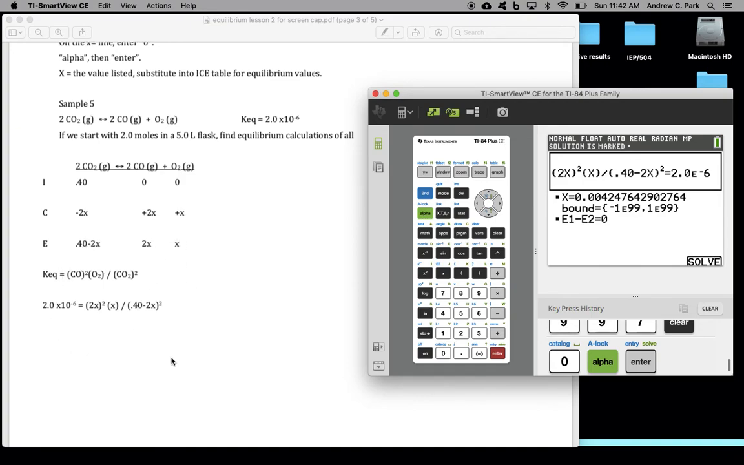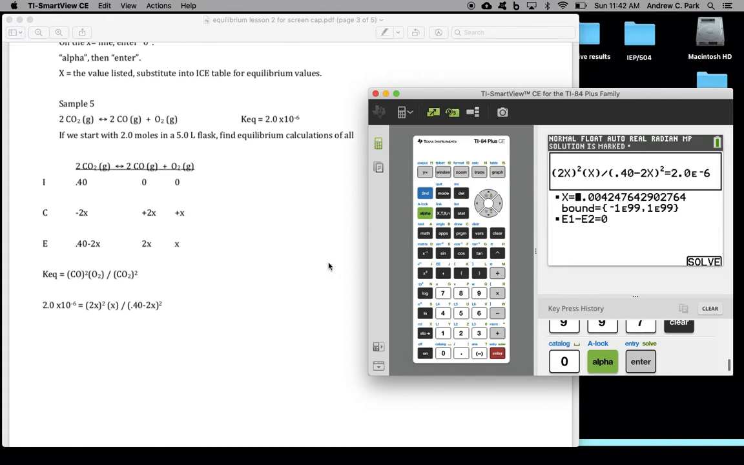Once I know what my value of X is, I can plug that in, and now I can answer the question, what are the equilibrium concentrations? So oxygen at equilibrium would have a molarity of 0.00425. Carbon monoxide would be twice that. And carbon dioxide would be 0.4 minus 2 times this value of X.